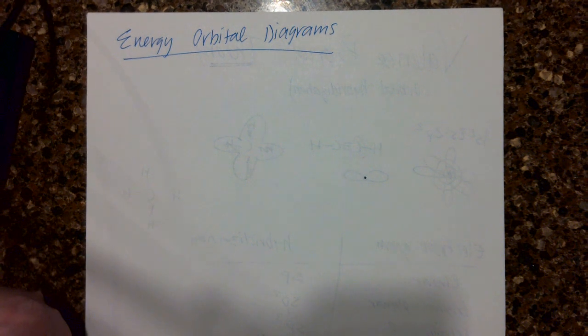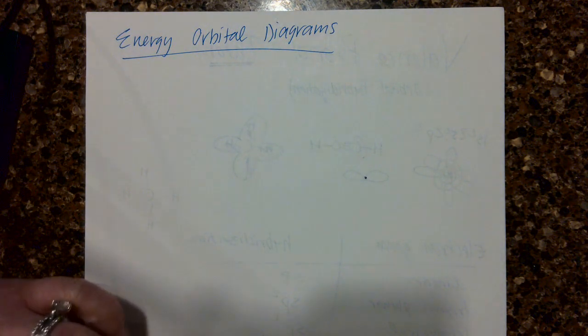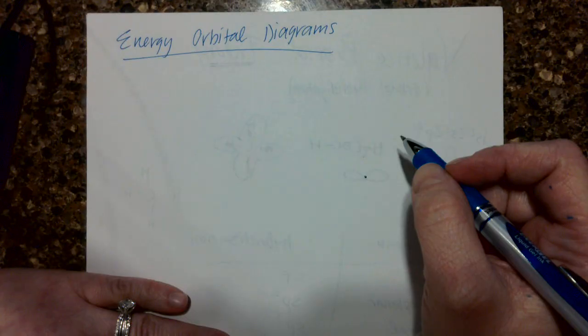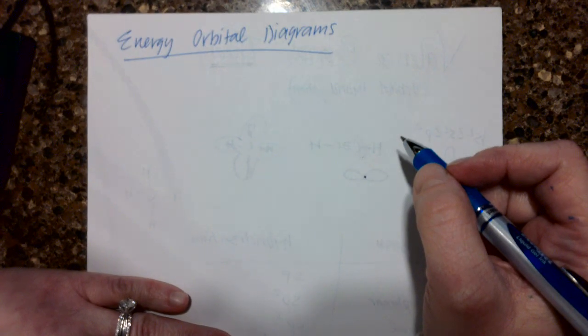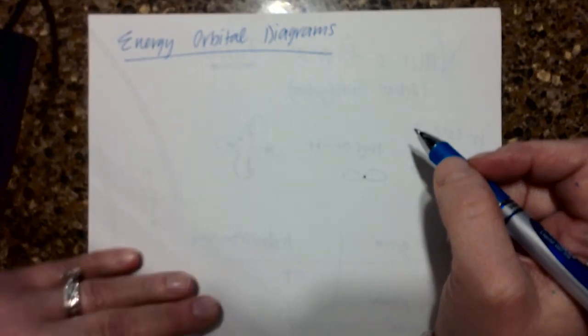Okay, I'm going to make a video now on the energy orbital diagrams. These are the ones on the test where you had to show the energy orbital diagram for the atom that was hybridized. So I'm going to re-explain how to do that.